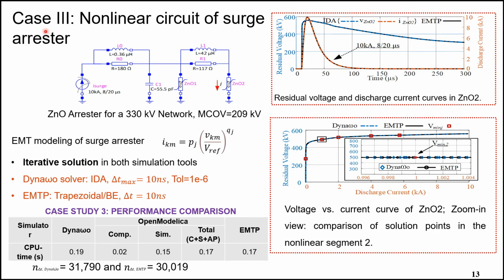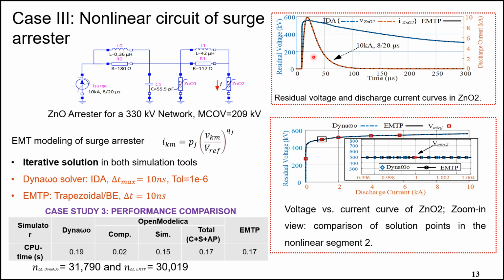This is the third case study, which is about the simulation of a nonlinear circuit of a surge arrestor. The circuit has been introduced by IEEE for validation and simulation of surge arrestors. Surge arrestors in Dynaωo have been modeled using these equations. These are the parameters and properties of solvers in Dynaωo and EMTP. On the right side, we can see the residual voltage and discharge current for Zn2.